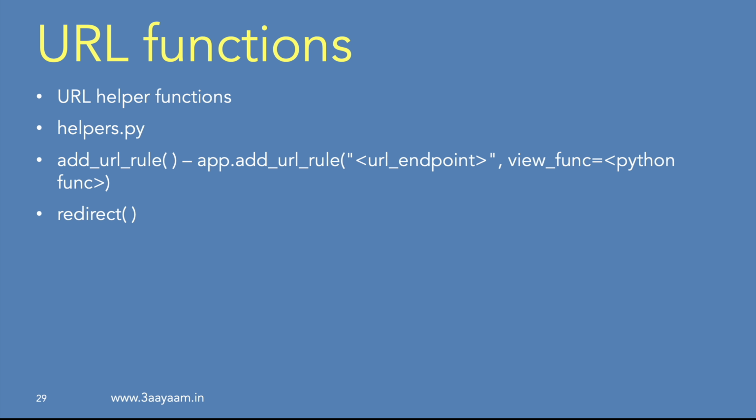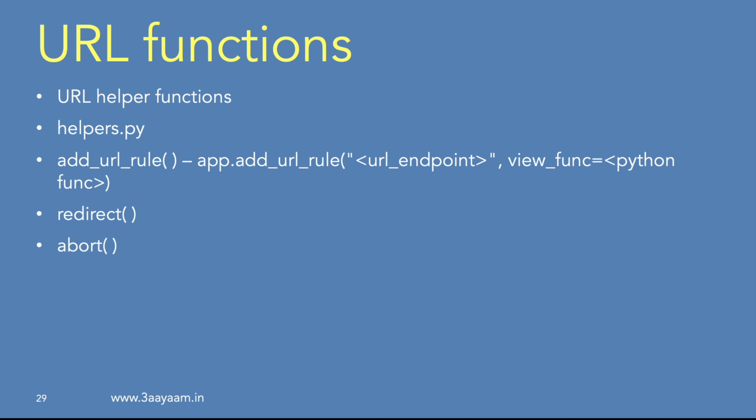Then we have redirect, and as the name suggests, redirect is used to redirect a particular endpoint to another API. For example, let's say one of the URLs is not working and you want to redirect it to another very basic endpoint or basic API function. So you can use this redirect function to do that.